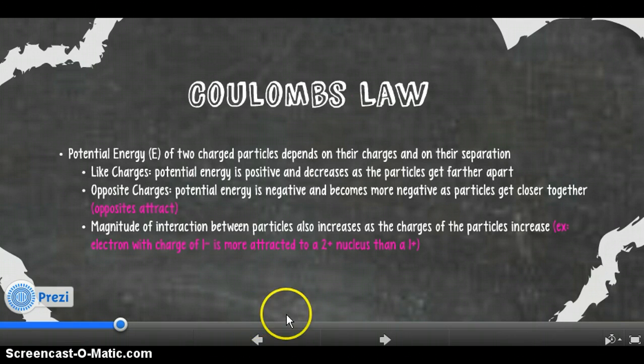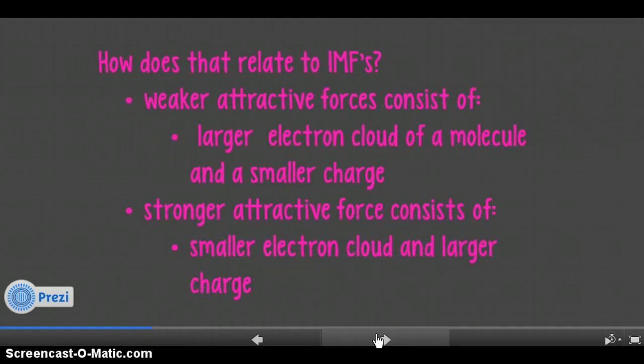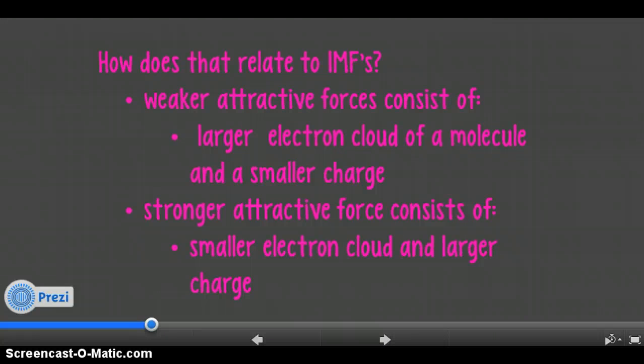Some of you might ask, how does this exactly relate to IMFs? Well, the weaker attractive forces, as in like London dispersion, usually consist of large molecules which have large electron clouds. And these electron clouds usually have a smaller charge because they are so huge. Stronger attractive forces like ion dipole or hydrogen bonding usually have smaller electron clouds and a larger charge.